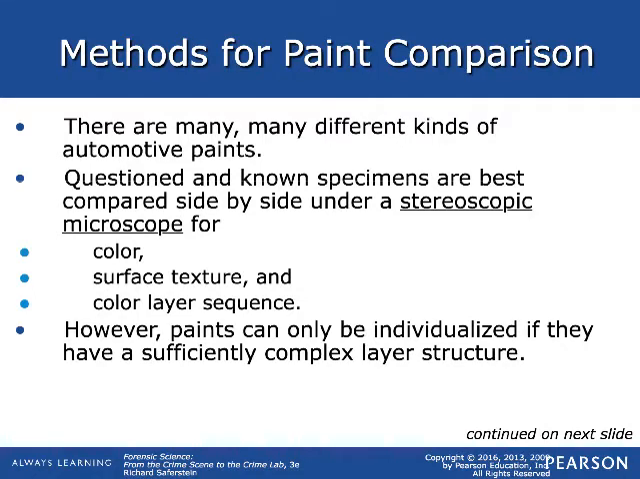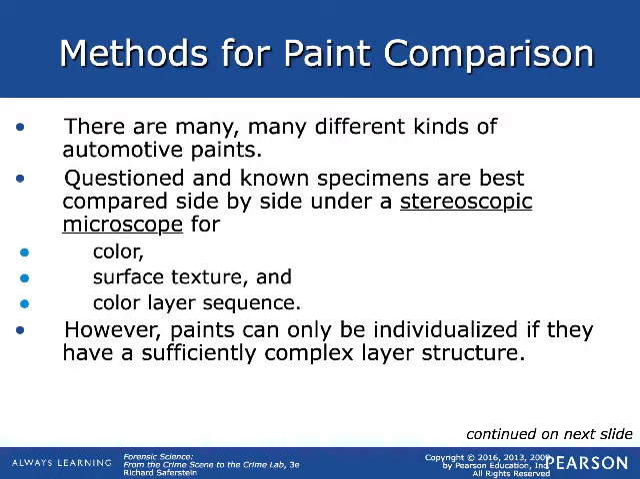Most of the time, the way that they're going to compare them is, guess what? A microscope, right? A stereoscopic microscope. So they're going to look at color, they're going to look at surface texture, and then they're going to try to look at the layers of colors that are added. Paints, it's hard to individualize them unless they have a sufficiently complex layer structure. So they have to be very unique. It has to be almost like a custom paint job.